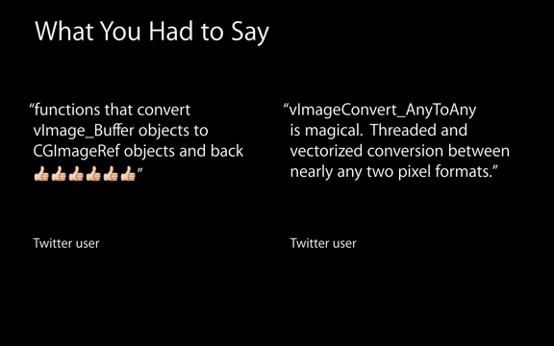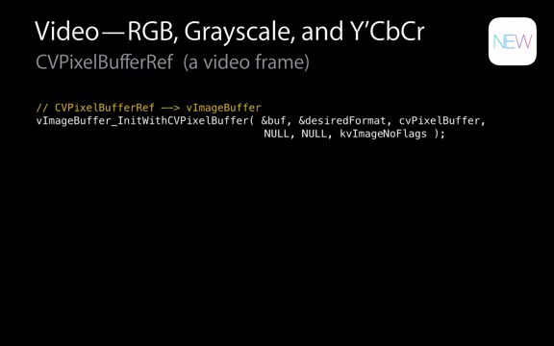So with that, I want to introduce video support to vImage. This is new in both iOS 8 and OS X 10.10. And I'm going to start with the high-level functionality from a CVPixelBufferRef. So this is a single video frame. And we're introducing the same interoperability, the same ease of use that we saw with Core Graphics. So now if you want to get your CVPixelBufferRef into a format that vImage can operate on, it's a single function call.